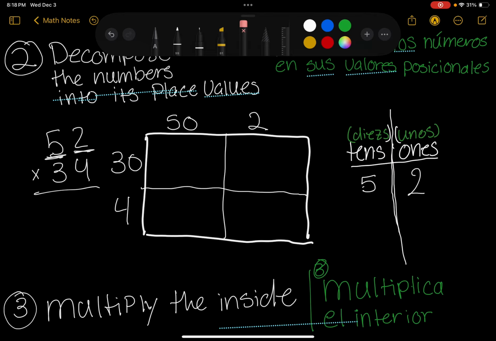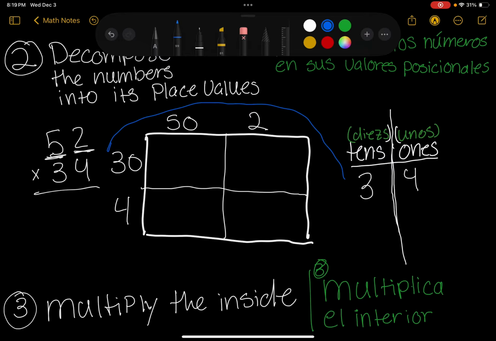Okay, so now we're going to move on to our next number, which is 34. We'll decompose 34. So in our little chart, write 34. We have 3 tens. 3 tens is the same as me saying 30. And 4 ones is the same as me saying 4.